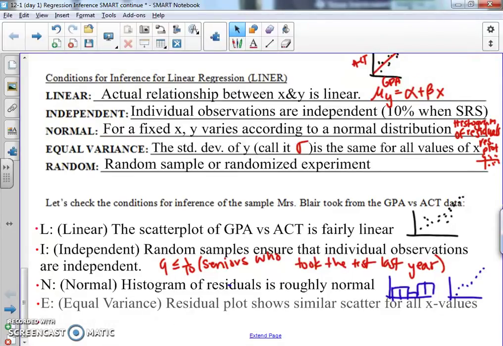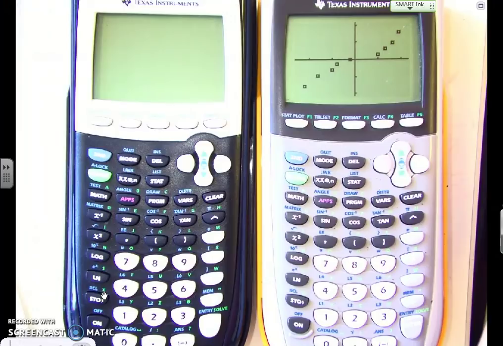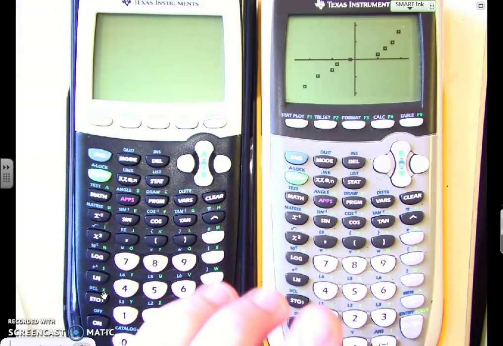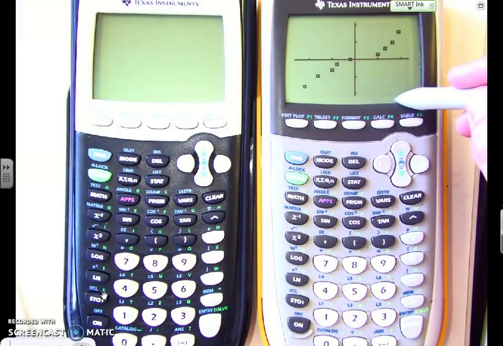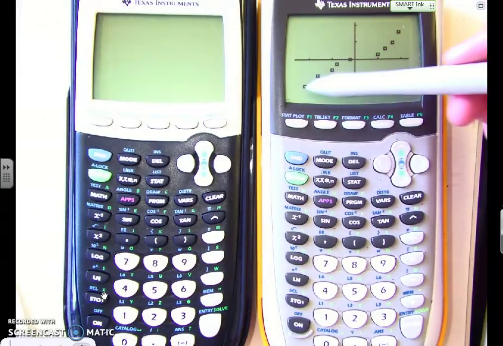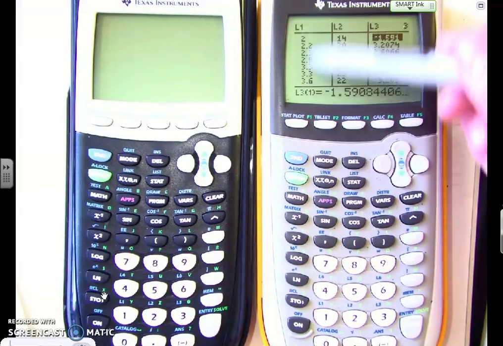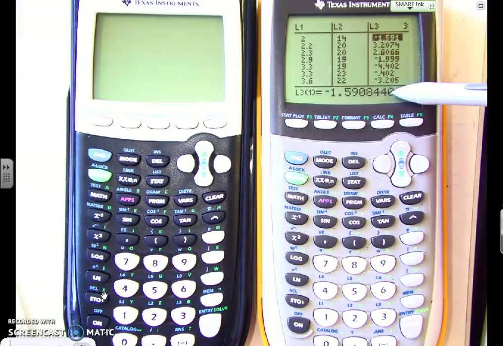Two more, we have equal variance. The residual plot shows similar scatter for all x and y values. So in order to show that, you need to go back to your calculator again. We need to look at a residual plot. So on the residual plot, remember, that is a scatter plot with the explanatory values on the x-axis and the residuals on the y-axis. Well, remember, my explanatories are in list 1, my residuals are in list 3.